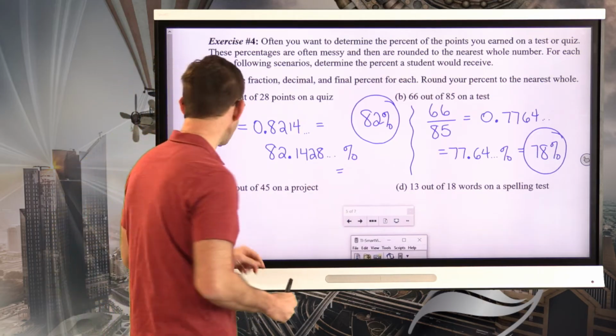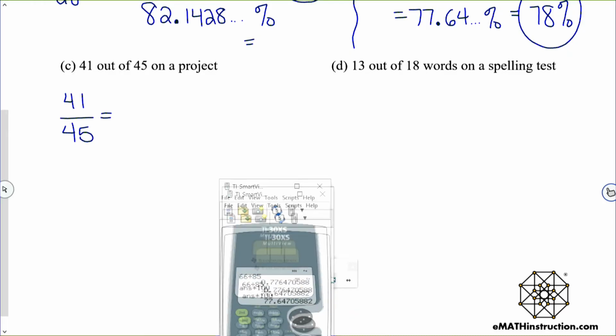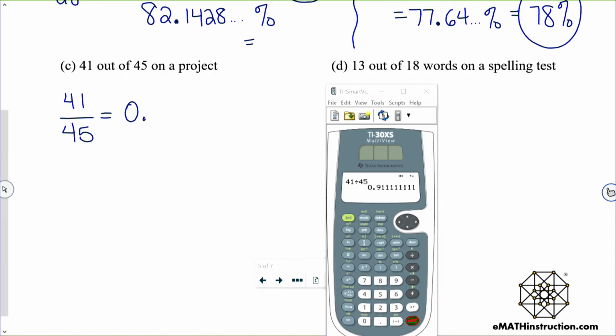All right, let's do it. So 41 out of 45. First things first, our fraction, 41 divided by 45. Great. Let's now get a little decimal going on. 41 divided by 45. I love that. 0.91, looks like that 1 is repeating. If I multiply that by 100, I'm going to skip that process on the calculator. It would move the decimal point 2 units to the right, giving me 91.11%, and rounded to the nearest whole percent is a 91%.